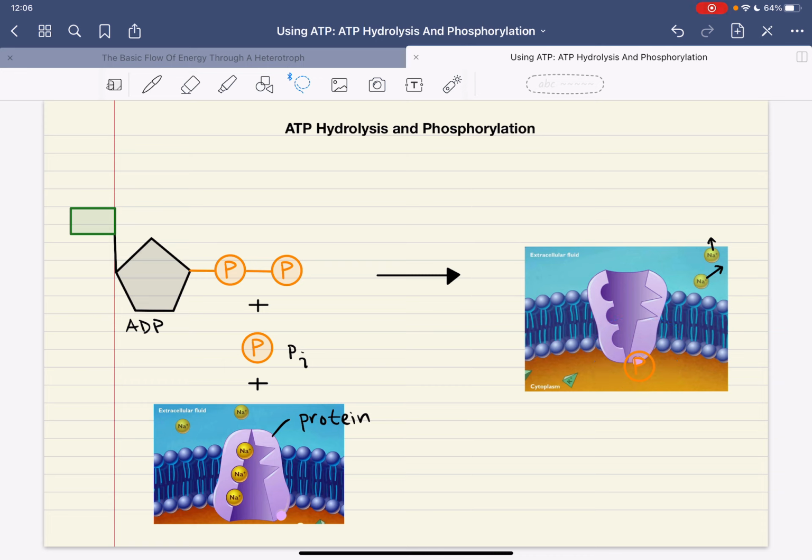And I want you to understand what happened to that protein once it got phosphorylated. Hopefully you can see this: the shape of that purple protein changed. So, for example, that change in shape allowed it to pump sodium ions out of the cell, and it also changed its shape so it's the perfect structure to bind to two potassiums to bring them into the cell. Then, if that phosphate group were to be removed, the protein would go back to its original shape.